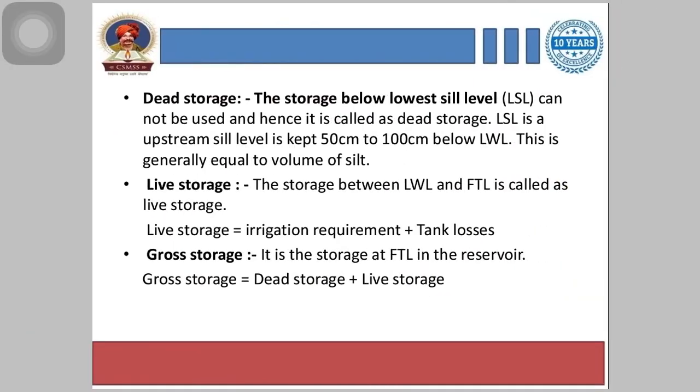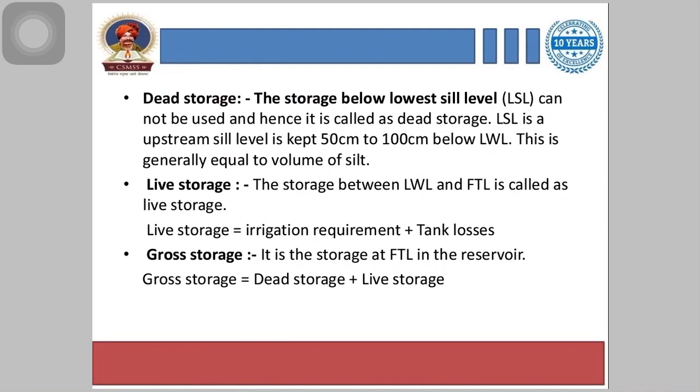Next is dead storage. What is dead storage? The storage below the lowest sill level. Previously we saw the lowest water level. Whatever the level is below this, that is the storage below the lowest sill level, which cannot be used. Whatever water is there cannot be used, so that is known as your dead storage.